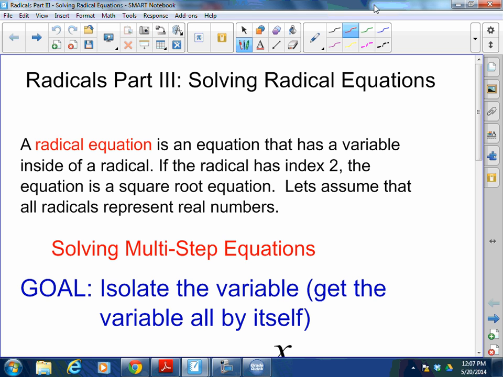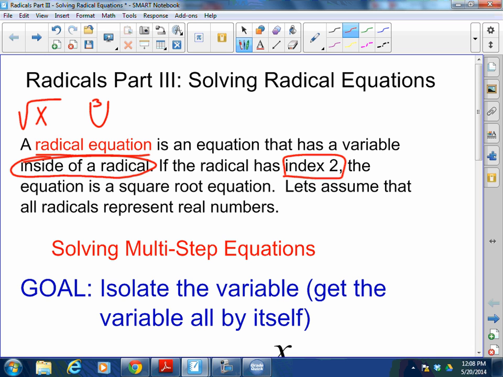A radical equation, my friends, which is what we're talking about today, is an equation that has at least one variable inside of a radical. The variable must be inside a radical for it to be categorized as a radical equation. If the radical has an index of 2, that means the index is blank. That means the equation is a square root equation. Let's assume that all radicals represent real numbers. So remember, guys, if it's just like this, that's a square root equation.